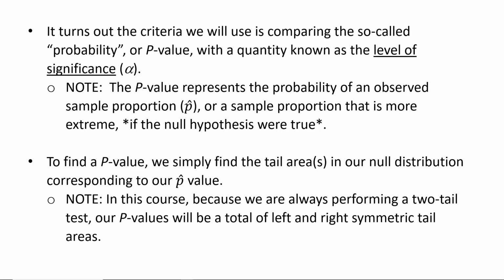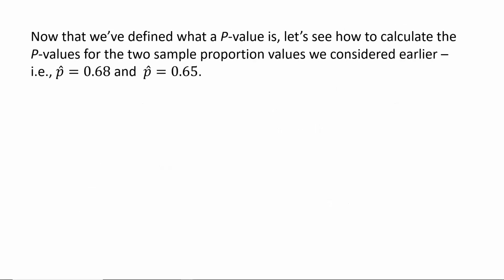Take note of the following, that in this course, because we are always performing a two-tailed test, our probability, or p-values, will be a total of the left and right symmetric tail areas that are created on our null distribution sketches. Okay, so now that we've defined what a probability, or p-value, is, let's see how to calculate the probability, or p-values, for the two sample proportion values that we considered earlier. That is the sample proportion of 68%, or 68/100ths, and the sample proportion value of 65%, or 65/100ths.